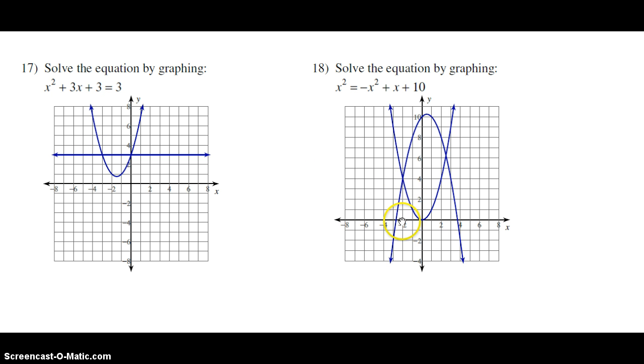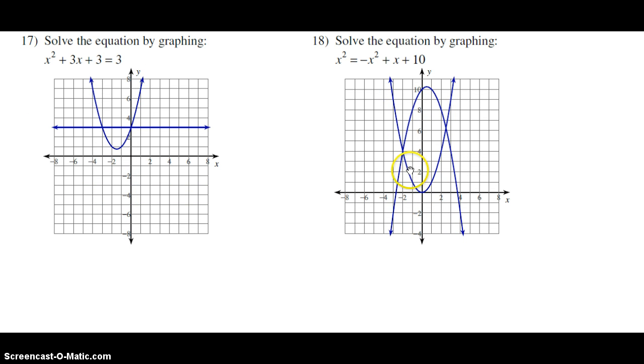The next one, okay, again, I've got the graph of x squared, this parabola right here, and negative x squared plus x plus 10, which is this one right here. And again, the solutions are at the intersection. So right here, x could equal negative 2, or right here, and it's a little bit hard to see, but that's going to end up being about x equals 2.5, or we could call that x equals 5 over 2, as they have in the answer key.